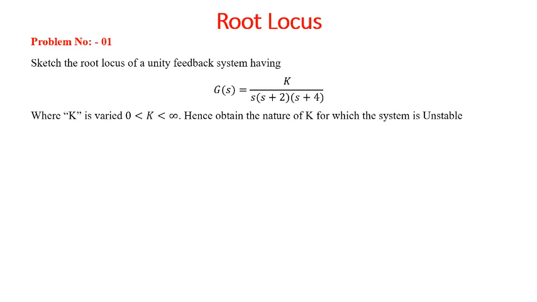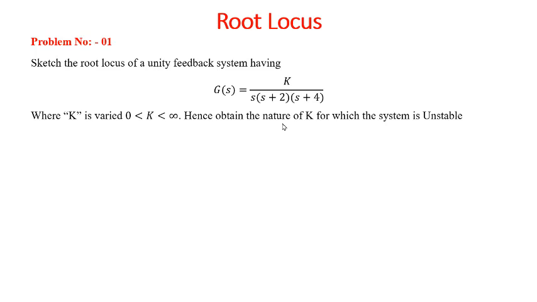It is a type 1 problem. It states as follows. Let's read the problem. Sketch the root locus of a unity feedback system having G(s) equal to K divided by s(s+2)(s+4), where K is varied from 0 to infinity. Hence, obtain the nature of K for which the system is unstable.